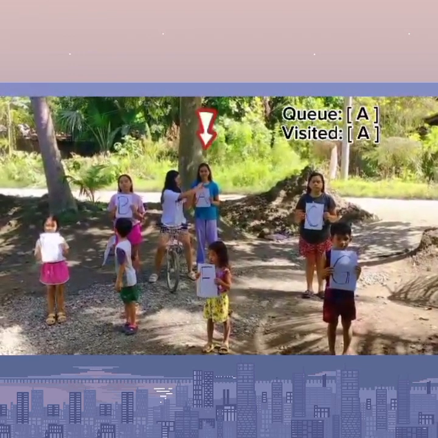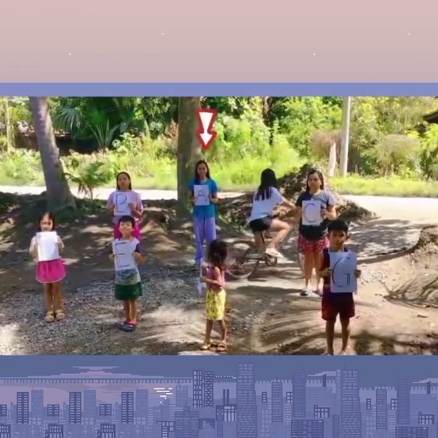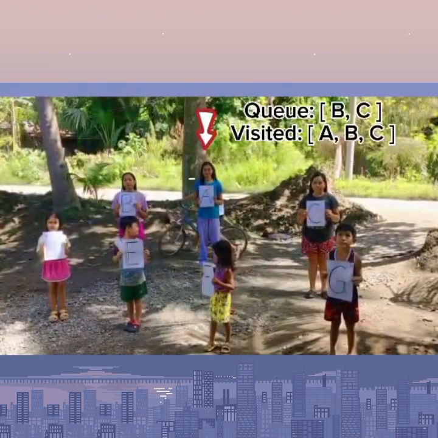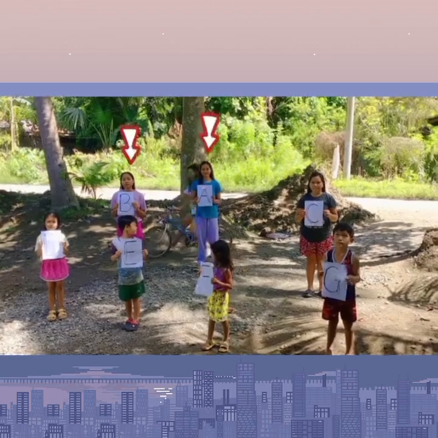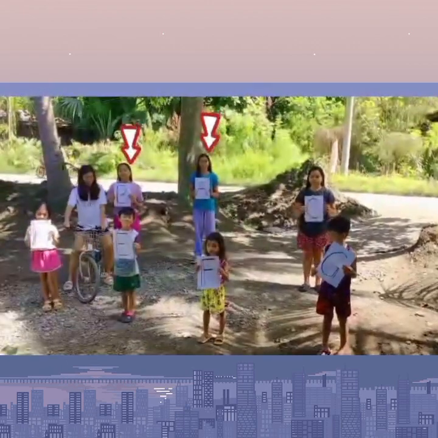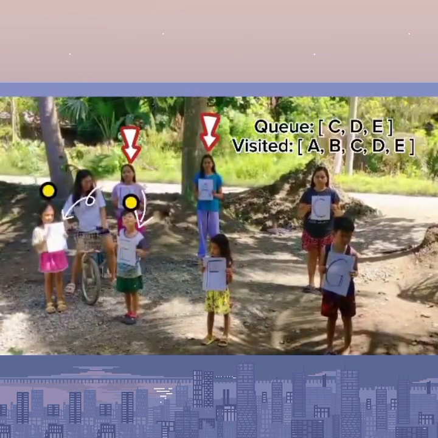So A is already visited. We need to dequeue node A and enqueue its neighbors, nodes B and C. Then mark them as visited. B is already visited. We need to dequeue node B, then enqueue its unvisited neighbors, nodes D and E. Then mark them as visited.